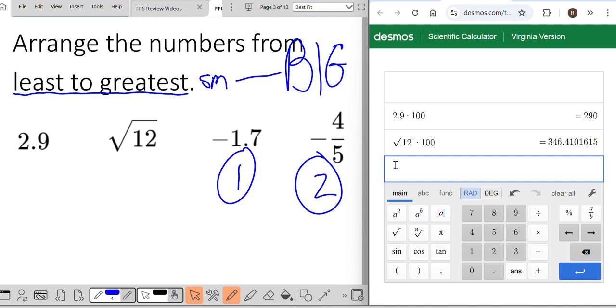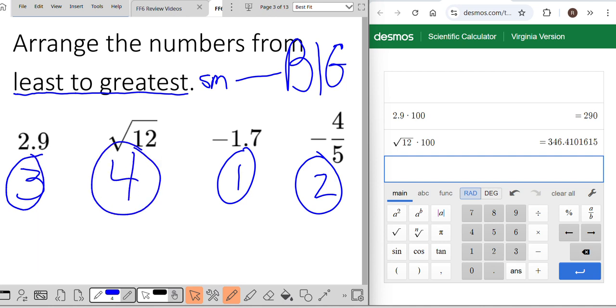So is 290% bigger or smaller than 346%? Well, 290 is smaller, so that means it's going to go third. And finally, at the end, we'll have 346%. So just remember to use your flow charts or your charts that are in the front cover of your notebooks, so that you know what to do depending on what type of problem you have.